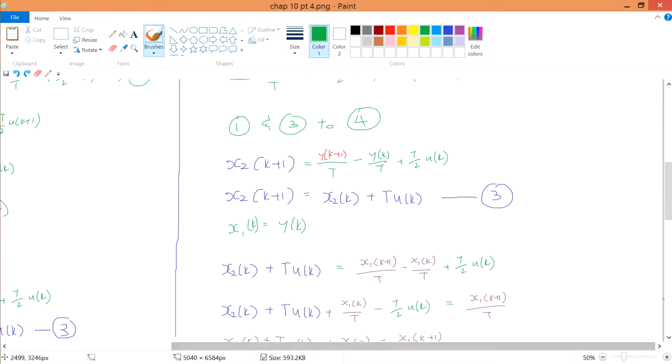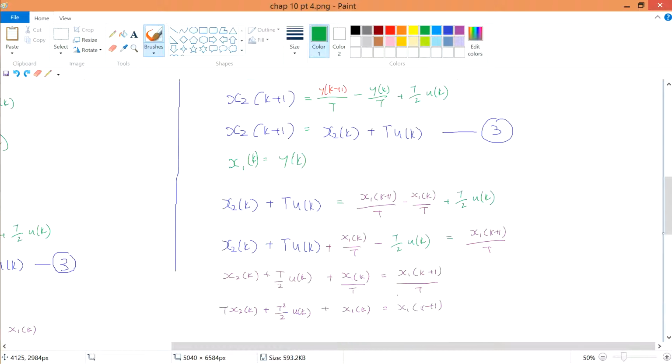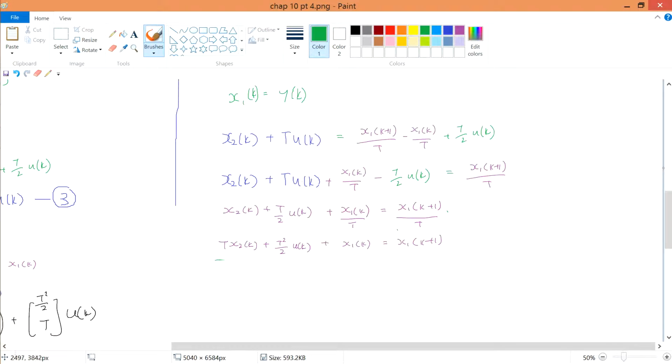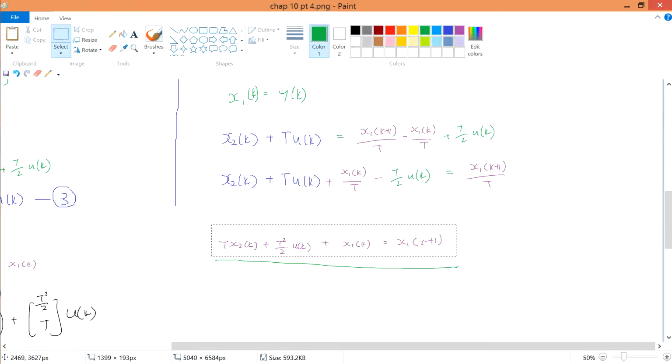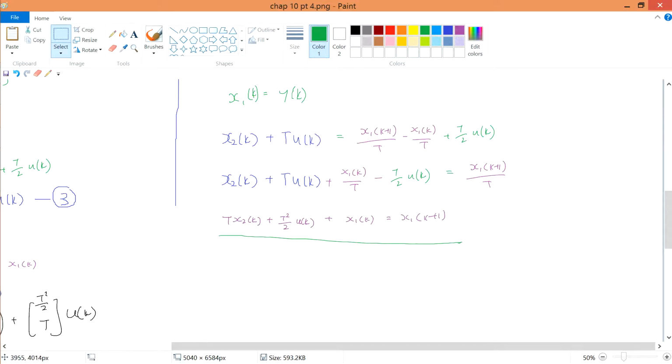I have this thing over here. Then I'll rearrange in terms of x1k plus 1. So everything I move to the other side, this thing over here I move to the other side, so I have this form. Then I multiply everything by t because I want to represent my x1k plus 1. If I multiply everything by t, I would have this form. And therefore I have my x1k plus 1 over here.